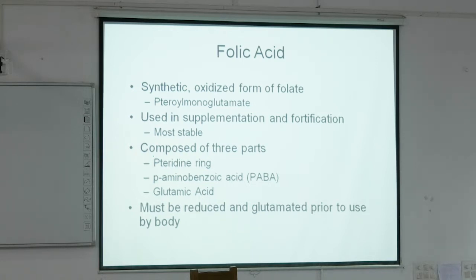Glutamic acid residue numbers may vary from 1 to 5, from monoglutamate to pentaglutamate. Usually the pentaglutamate form is the storage form, and when it comes to coenzyme action, it becomes the monoglutamate form. Fine. Now, why is this important?